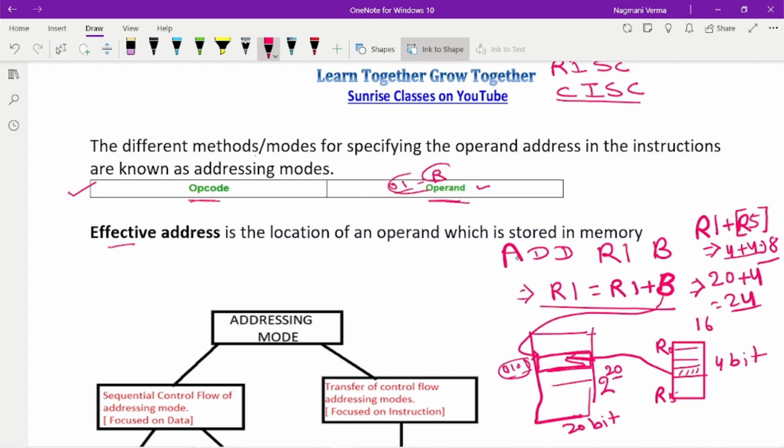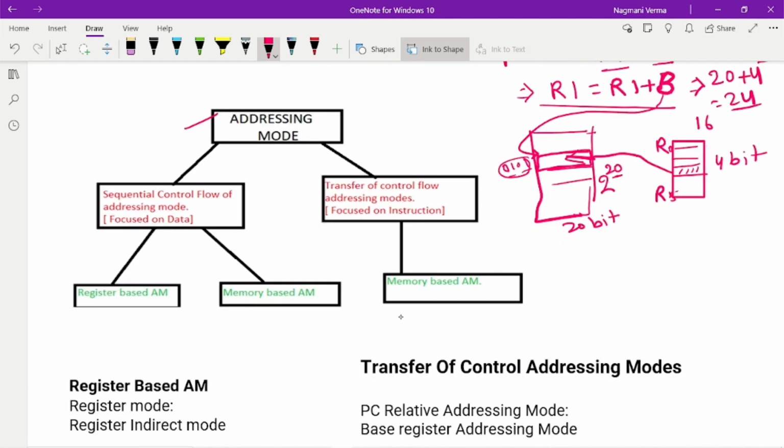So what will happen, they are giving the addressing modes in a way that you can use a huge amount of memory, but the instruction length will be less. So they are going to reduce the instruction length. So this is one use of the addressing mode.